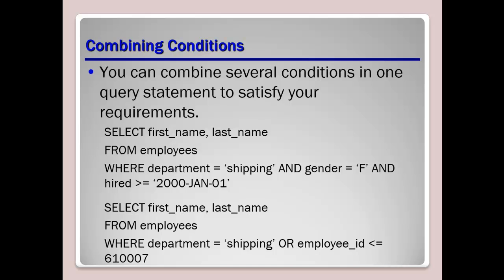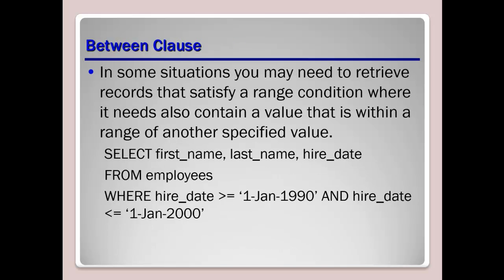Next, let's talk about the between clause. Now, in some situations, you may need to retrieve records that satisfy a range condition, where it also needs to contain a value that is within a range of a specified value. Now, with this query here, you need to retrieve a list of employees who were hired between 1990 and 2000. One way you can obtain this result is to join the two conditions using the AND conjunction. That might be what you're thinking, hey, that's the easiest way to do it.